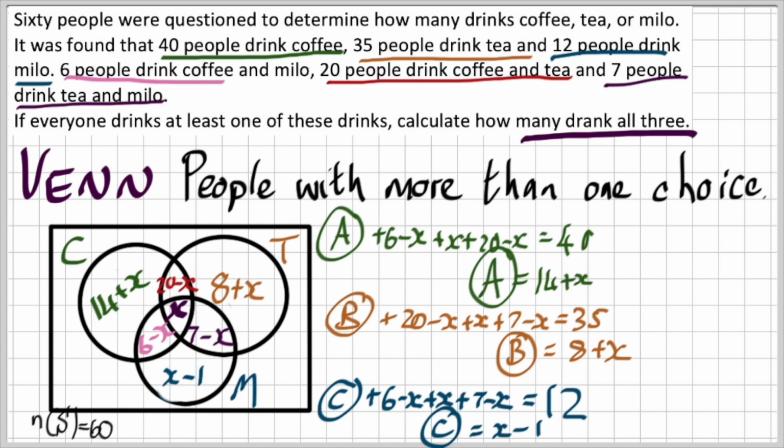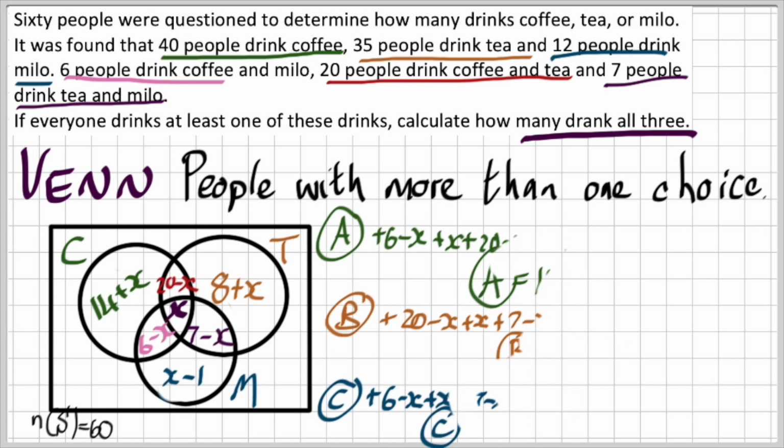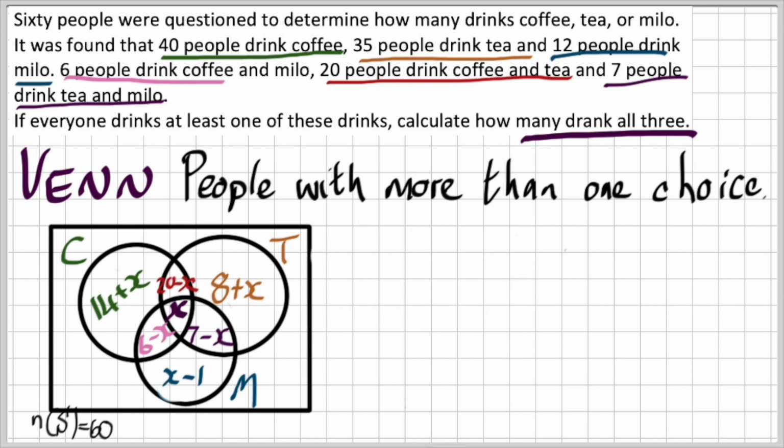Why do I do that? Because remember, I'm trying to solve x. I'm trying to solve that overlapping part. Now, I'm going to do a bit of a sneaky trick because all of the C parts, if I now just make some space, all of the C parts must add up to 40. Why? Because I know there's going to be 40 people that drink coffee. So that's my first start.